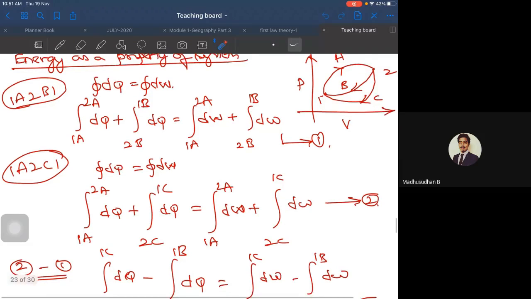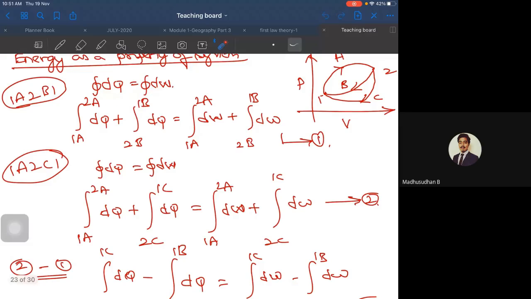So applying the first law of thermodynamics to a cycle, for 1A2B1, it is integration from 1A to 2A of dQ plus integration from 2B to 1B of dQ, equals integration from 1A to 2A of dW plus integration from 2B to 1B of dW. I have applied the first law for the cycle 1A2B1. Similarly, now applying the first law for the second path, that is 1A2C1.